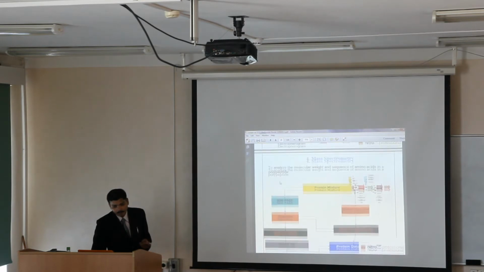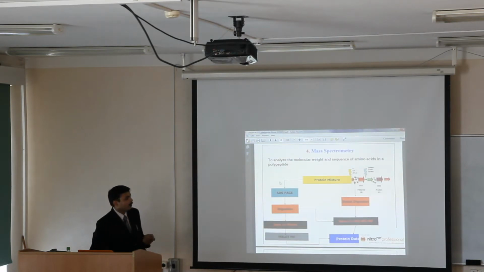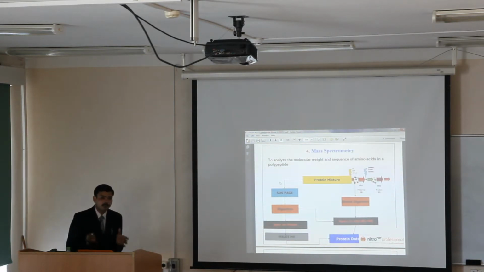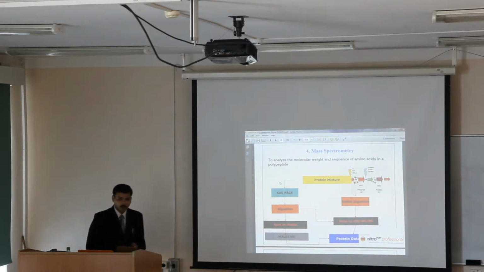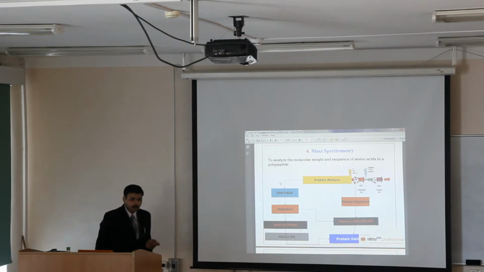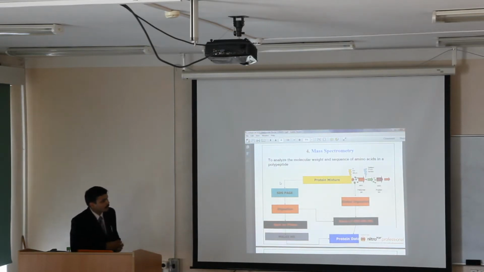Now, how do we analyze the mass of a protein? For DNA it is DNA sequencing, but for protein it is mass spectrometry. Mass spectrometry is a technique used to analyze the molecular weight and sequence of amino acids in a polypeptide. Why and how do we do it?